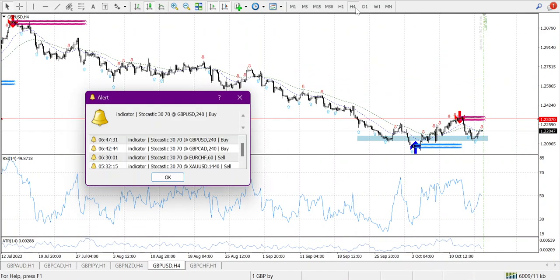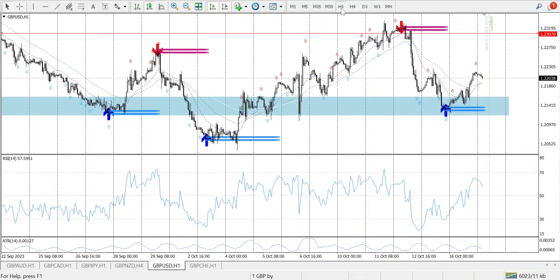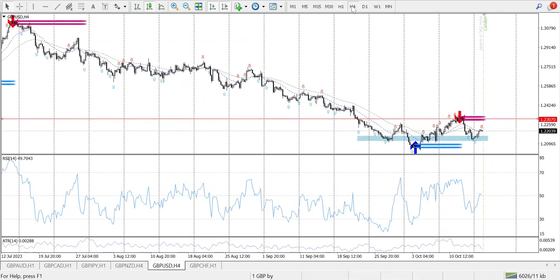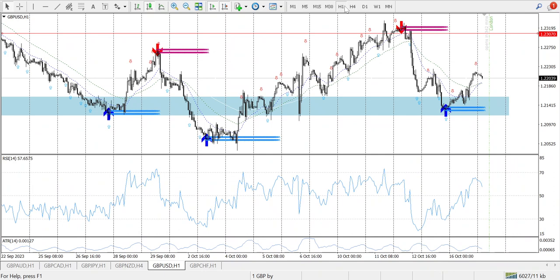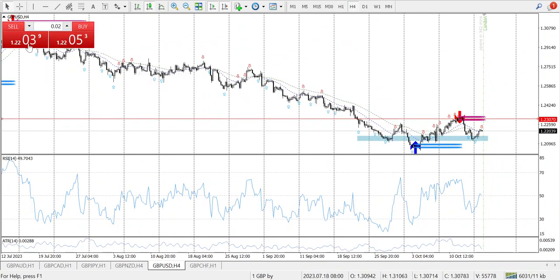Now coming to hour 4, it's trying to make a what candle? Evening star, frankly, evening star. I think hour one. Take hour 4. Hour 1 is too much noisy. I don't want to see hour 1 right now. So if I take hour 4, it will be sell right now.